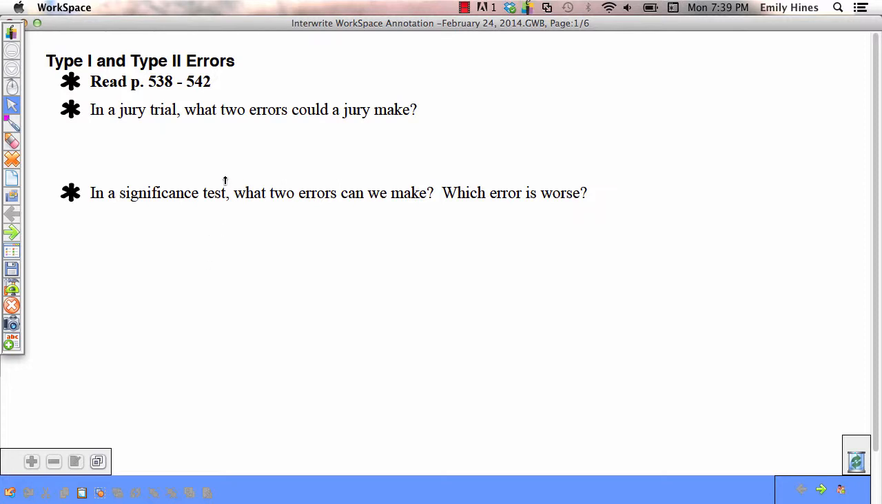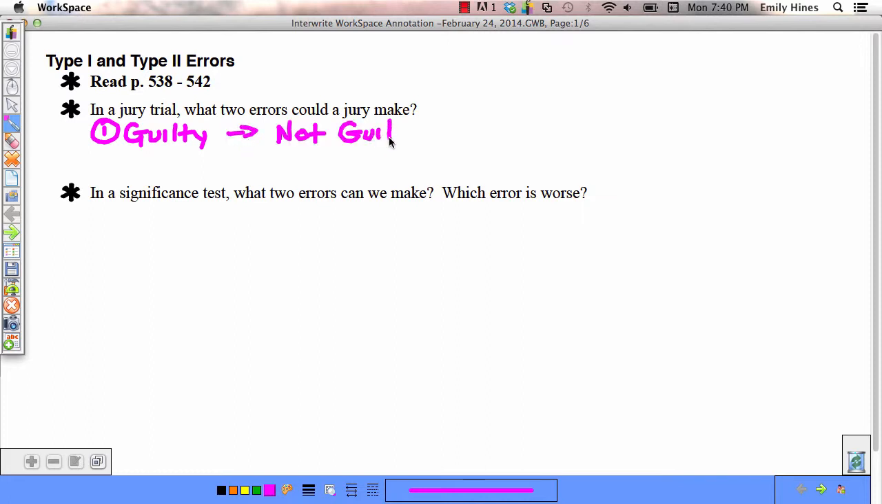In anything we do, in significance testing, there can be errors, and sometimes we will be wrong. And they're very similar to the errors a jury could make in a trial. One, they may say they are guilty when really they were not guilty. And they can say they were not guilty when really they were. Okay? For us, that translates into rejecting and not rejecting the null.